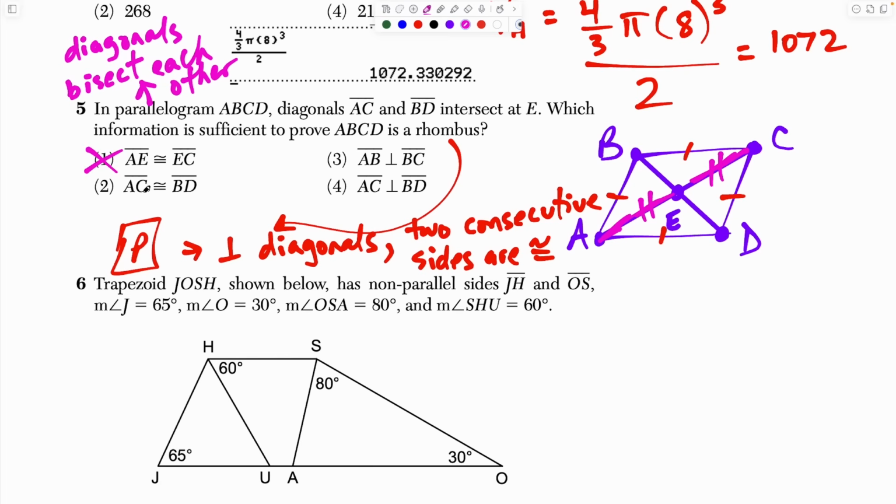But now let's look. AC is congruent to BD. This one is also no good. This is basically communicating here that over here, the diagonals are congruent.